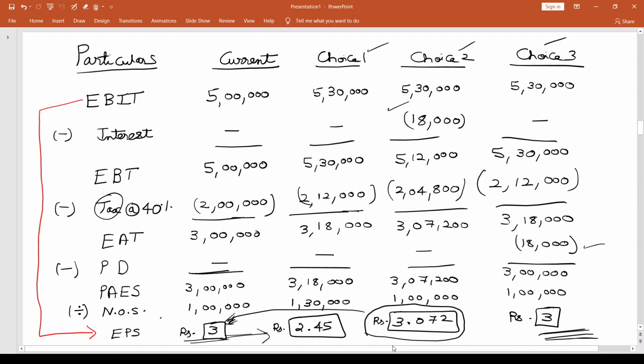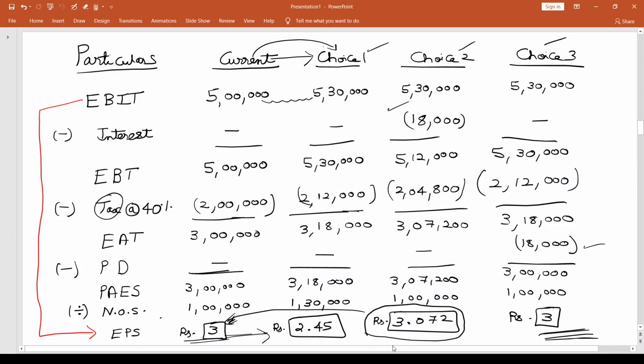Then, why does choice 1 look very bad? Why is it reducing the EPS even further? The answer is very simple to this also. If I look at the EBIT, when I move from status quo to choice 1, I do get some additional operating profit. So that's a happy thing to feel about.